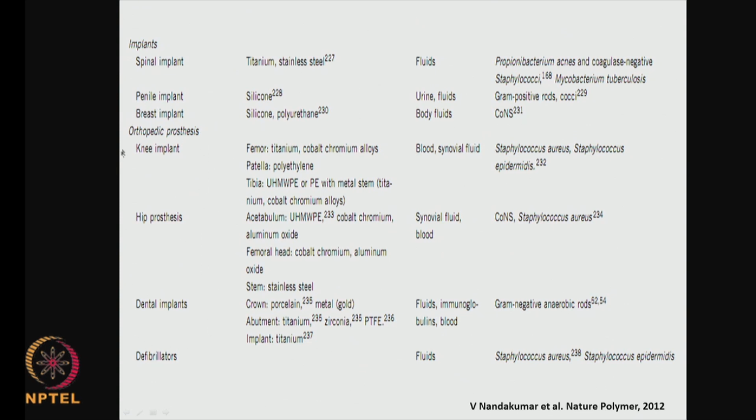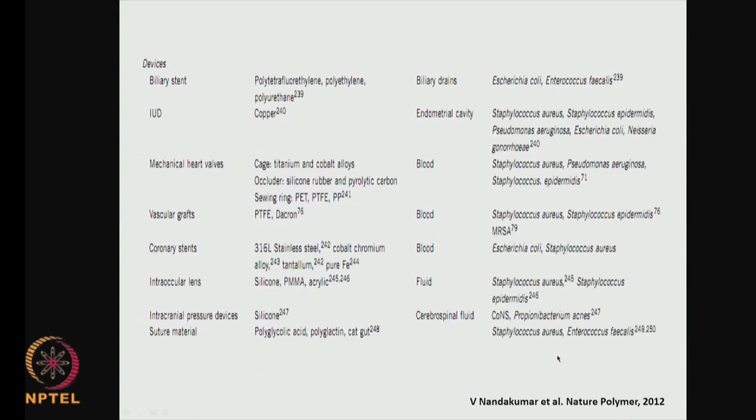Orthopedic, whether it is knee implant or hip or dental, defibrillators, different types of materials we are talking about, mostly metals, cobalt, chromium, aluminum, stainless steel, gold, and then inorganic material like zirconia, aluminum oxide. So they all have different types of bacterial contamination like Staphylococcus aureus, coagulase negative staphylococci, gram negative anaerobes and so on actually.